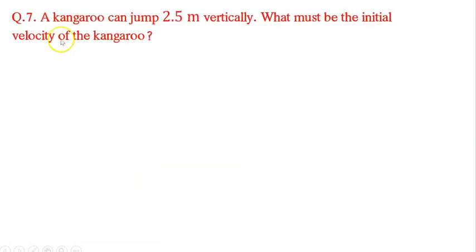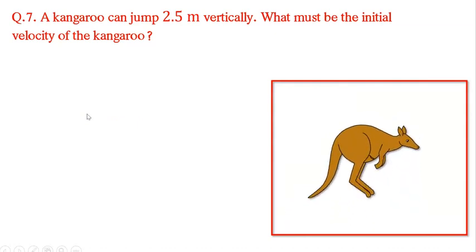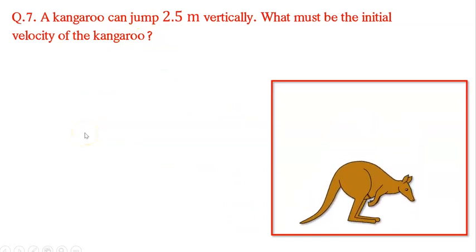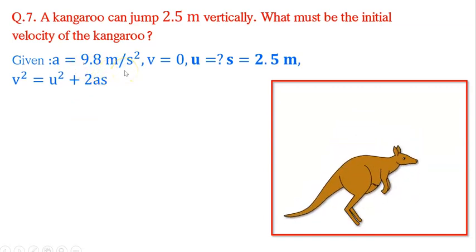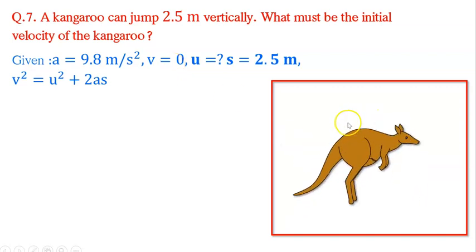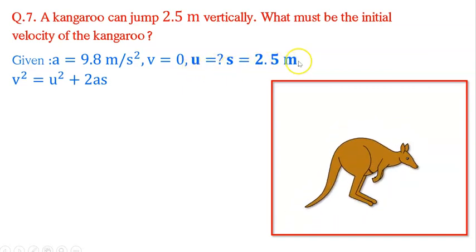Now question number 7. A kangaroo can jump 2.5 meter vertically. What must be the initial velocity of the kangaroo? Now see this figure here. The kangaroo is jumping 2.5 meter vertically. Now see this here. a is equal to 9.8 meter per second square, this is acceleration due to gravity. v is equal to 0, its final velocity is 0. And it has the initial velocity, that's what we want to find out. s is equal to 2.5 meter.